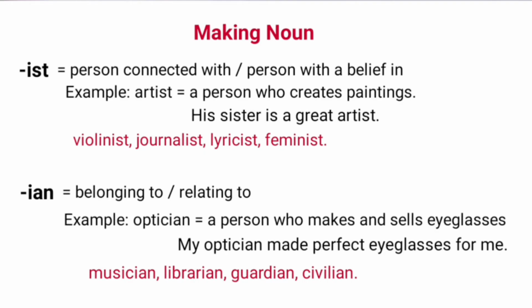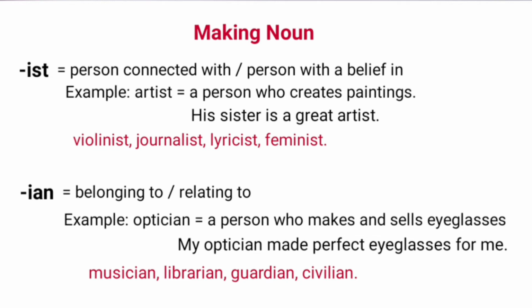Here are some examples of derivational suffixes. First is making nouns with derivational suffixes. Suffix ist means person connected with or person with a belief in. For example, the word art changes into artist by adding suffix ist. It means a person who creates paintings. Its sentence is, his sister is a great artist. Other examples, violinist, journalist, lyricist, feminist.